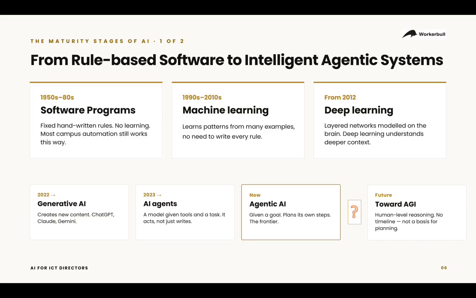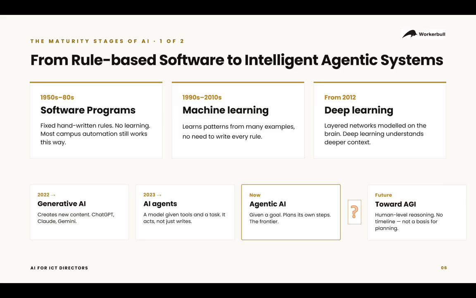Then, as the timeline accelerates, in 2022, we got generative AI. So these are systems that create new content. We are looking at ChatGPT, Claude, Gemini. These are examples. And in 2023, AI agents. This is when a model is given tools and a task, so it acts, not just writes, like the normal chatbots that you have. Right now, we are moving to agentic AI. You give it a goal, it plans, it owns the steps, and this is what we call the frontier. This is the frontier today.